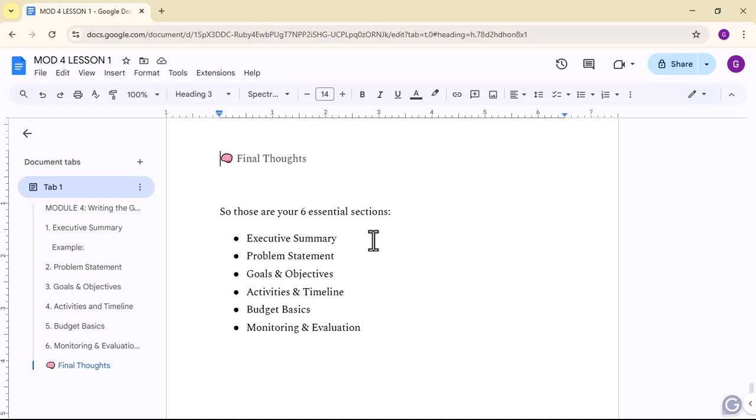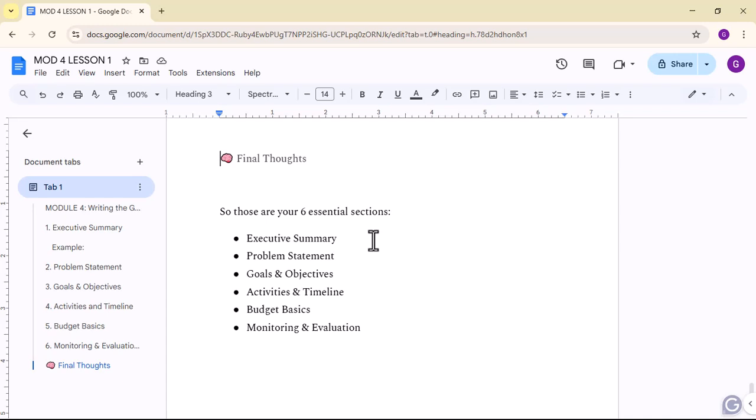Finally, there are six essential sections that we've talked about. We've talked about the executive summary, the first part of any grant proposal or business plan, but this is the part that you have to write last. We've also talked about the problem statement, goals and objectives, activities and timeline, the budget basics, and finally monitoring and evaluation, M&E.